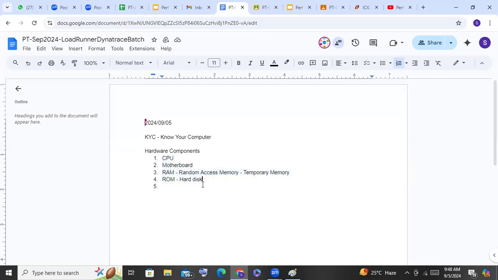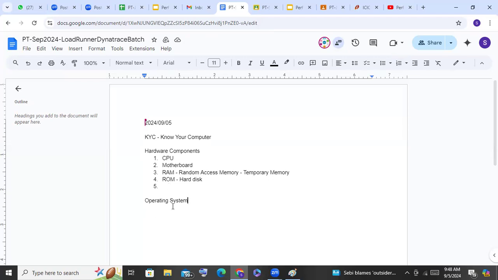Right. Now, guys, with just these hardware components, you would not be able to run the programs that you want to run. Okay. What is the extra thing that you need? Yes, operating system. Okay. What is this particular operating system?